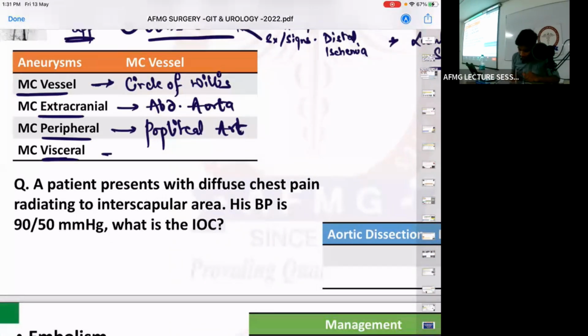Most common visceral artery involved is asked. No issues with this now, anybody? Quickly: most common extracranial vessel, most common peripheral vessel, most common visceral vessel, most common vessel for atherosclerosis, and most common peripheral vessel for atherosclerosis. No issues with this.